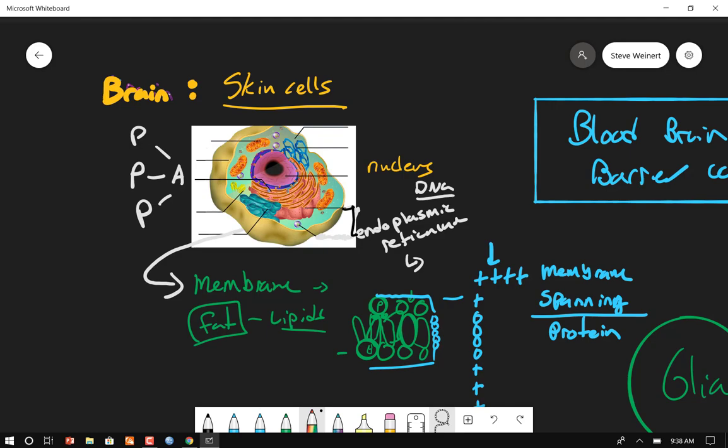Okay, so we need sugar. We need ATP. The ATP fuels the cell. We don't really care much about anything else inside the cell except the membrane. Where we care about ATP, but we care about the membrane. What's a membrane?